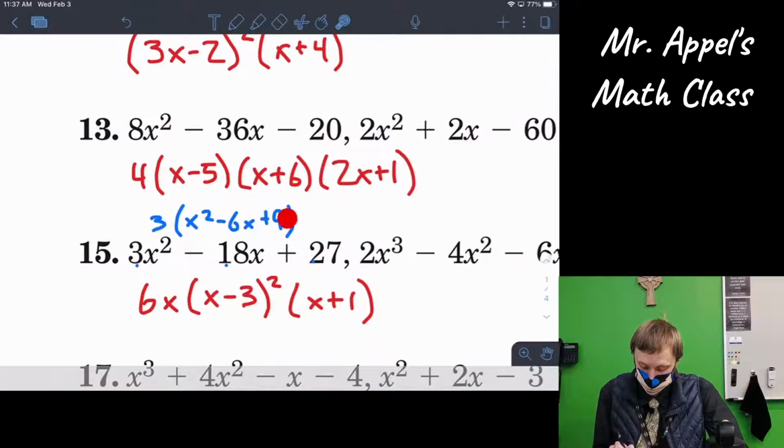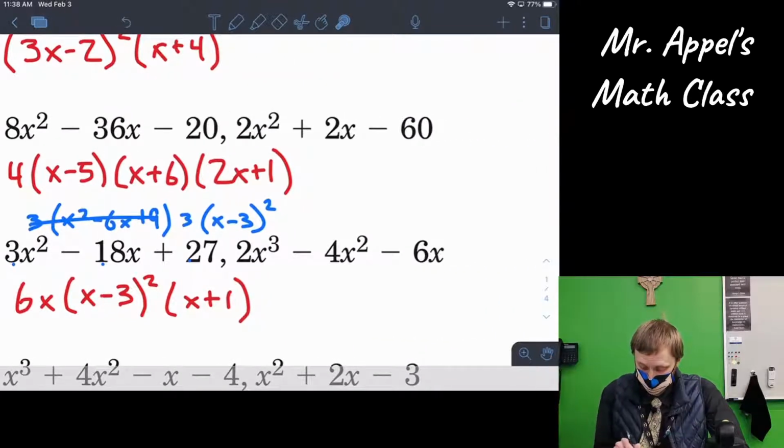Wait, 9 is a perfect square. Is this a perfect square? The square root of 9 is 3. This is twice the product. What if it was negative 3? This could be 3 times x minus 3 squared, right? Negative 3 times negative 3 is positive 9. Negative 3x plus negative 3x is negative 6x. Yes, perfect.